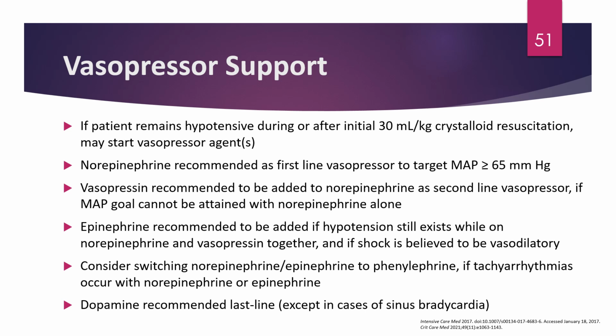Now, if you need a third line vasopressor, if norepinephrine and vasopressin are not working out on their own, epinephrine can be added if hypotension still exists. So these are all add-ons. These are not necessarily we switch to one or the other. We're adding one each time because if we take something away, the patient's going to become potentially more unstable. Those are usually the top 3 vasopressors that are recommended in the sepsis guidelines.